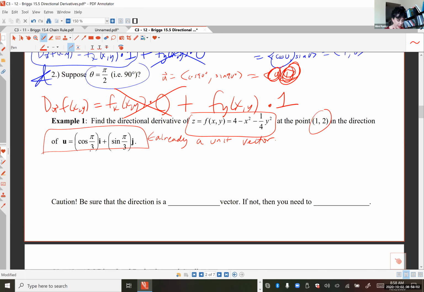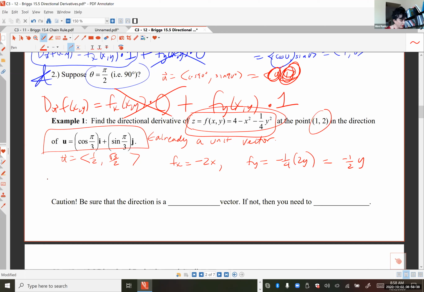Okay, so they're telling us cos pi thirds, sine pi thirds. I could actually just figure out the components of my unit vector right now. Cosine of pi thirds is a half, and sine of pi thirds is square root of 3 over 2, right? So there it is. And then f_x for this function, the derivative with respect to x, is negative 2x. f_y is minus a fourth times the derivative of y squared with respect to y, and reducing to lowest terms, we get negative a half y.